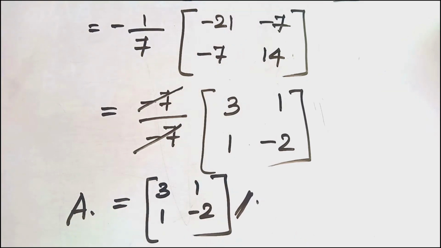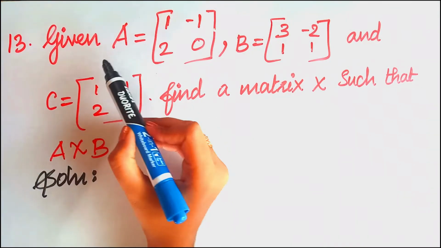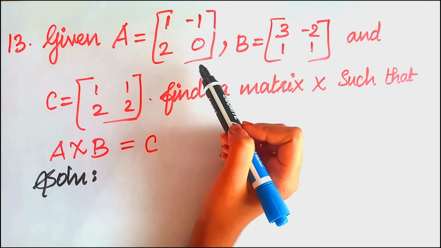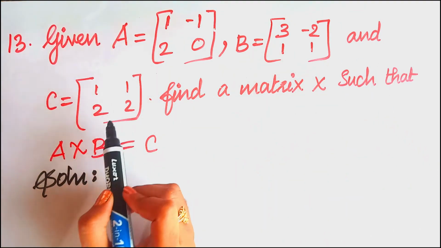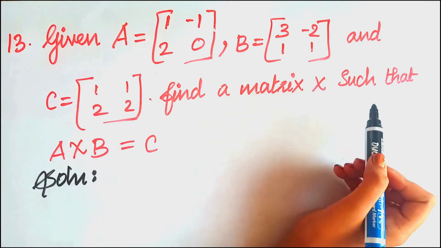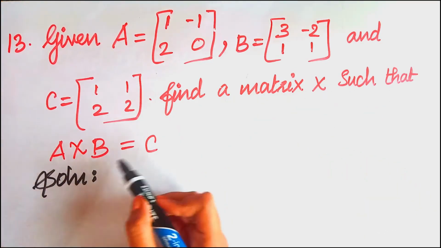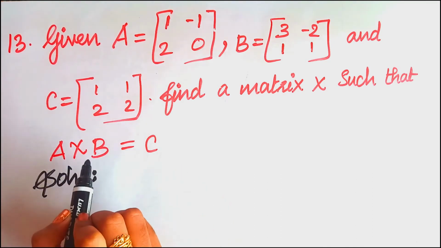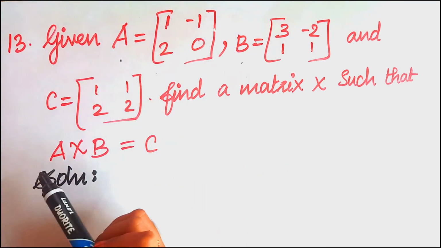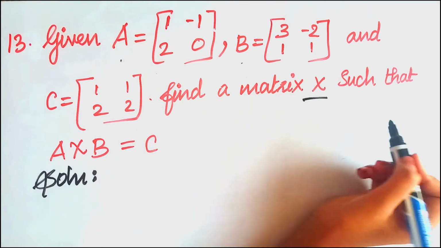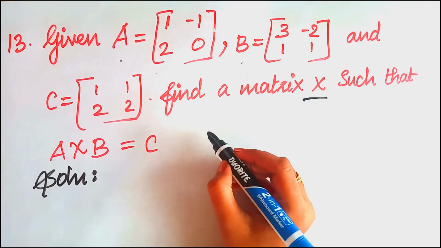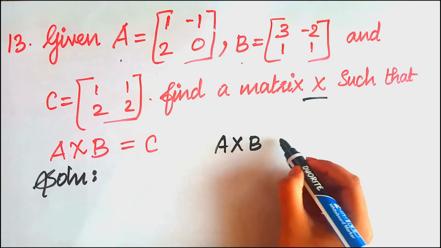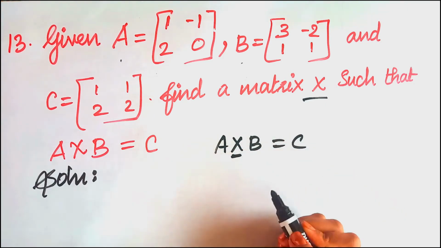Now let's go to the second sum, the 13th sum. Given A is equal to 1 minus 1 2 0, B is equal to 3 minus 2 1 1, and C is equal to 1 1 2 2. Find the matrix X such that A into X into B is equal to C. So here they have given the value of A, B and C, and we have to find the matrix X. Then they have given the equation which is AXB is equal to C. Given the equation AXB is equal to C, here we have to find what is this X.